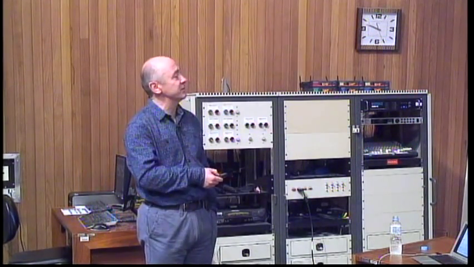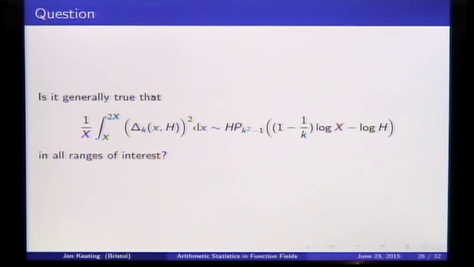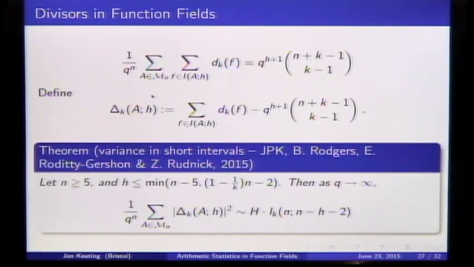And I should say Lester's results for k equals 3 are unconditional in an even more restricted range. Beautiful work. So the question is, if you take the generalized divisor function and look at its variance over short intervals, is this always a polynomial in some appropriate variable? Well, let's look at the function field case. If you sum the divisor function over a short interval and then average over the center point, so basically you're summing dk over all monics of degree n, in this case you can prove an exact formula.